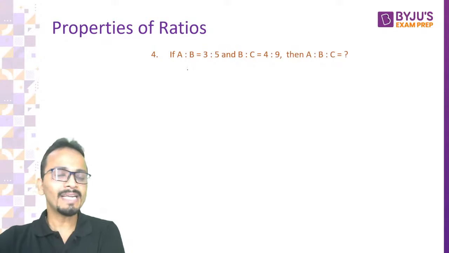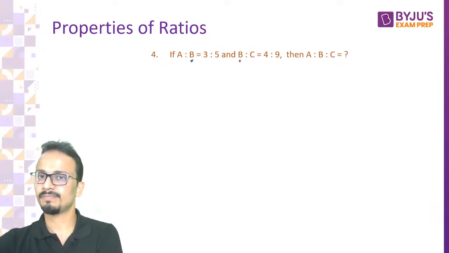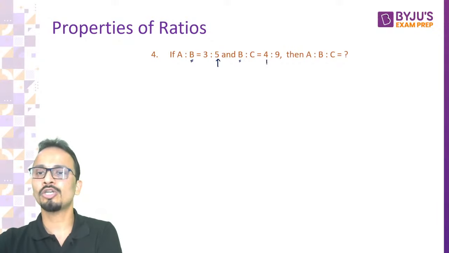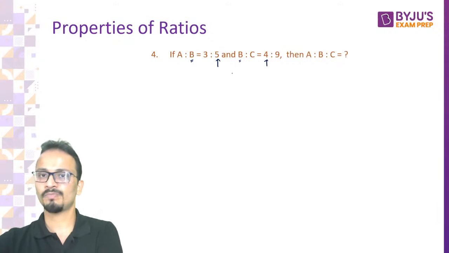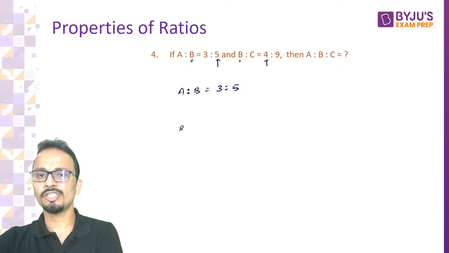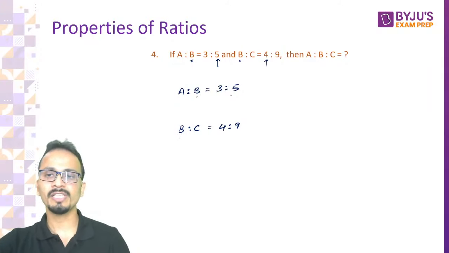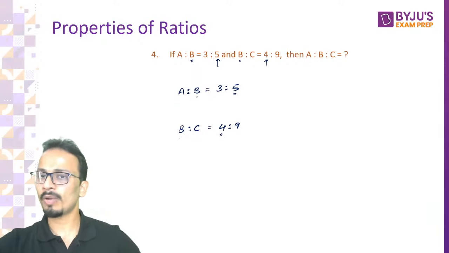Now I'll find out the common link between these two ratios. The common link between these two ratios is B. But the value corresponding to B is not common in these two ratios. Since I'm given the ratio of A is to B as 3 is to 5 and ratio of B and C as 4 is to 9, I'll make the common value for this common link. B is the common link between them, so I'll try to make this part and this part equal. How can I make them equal?